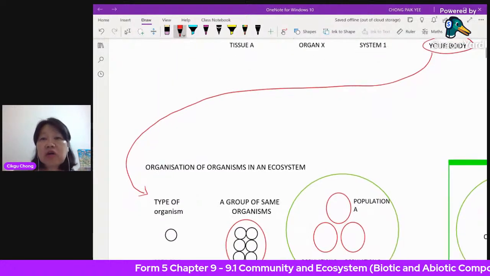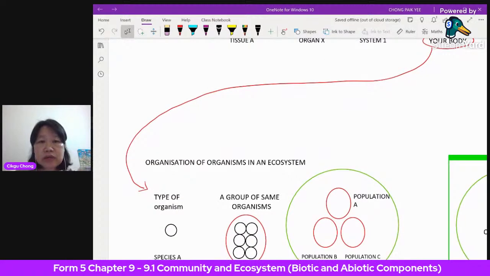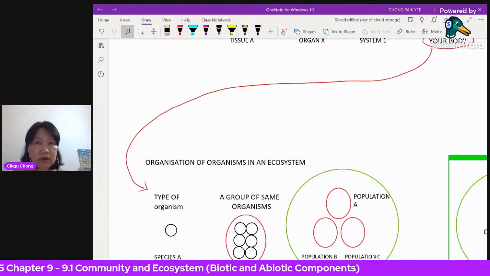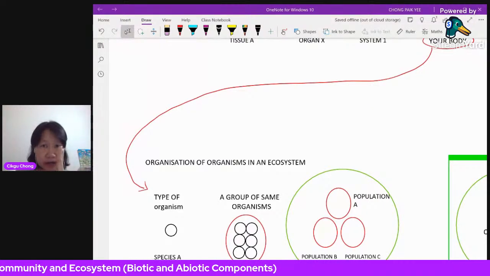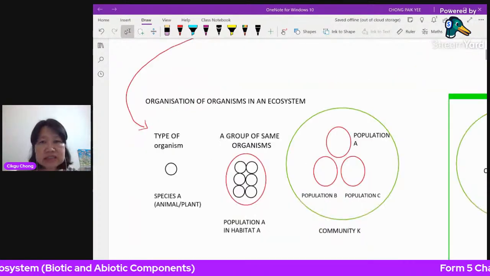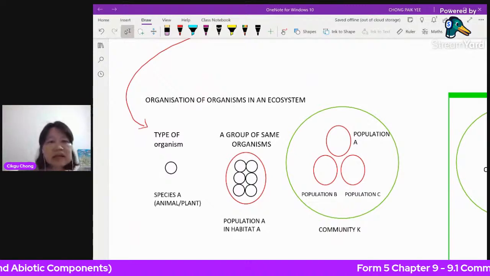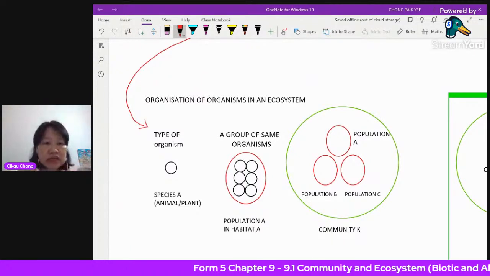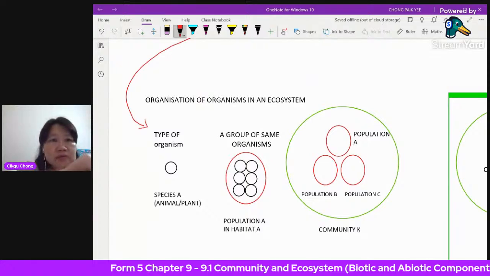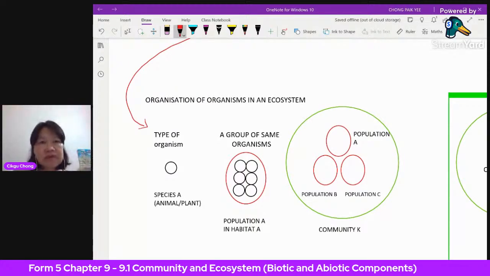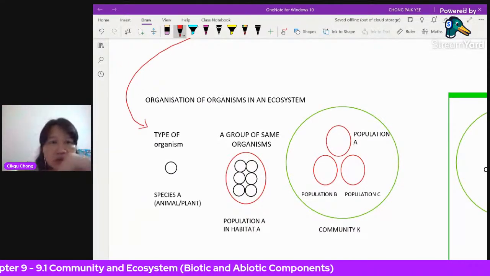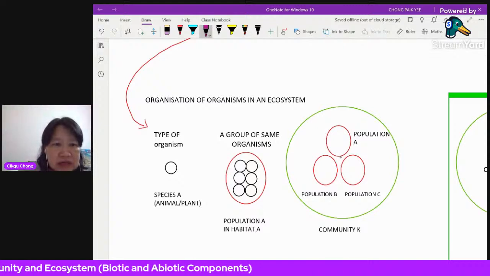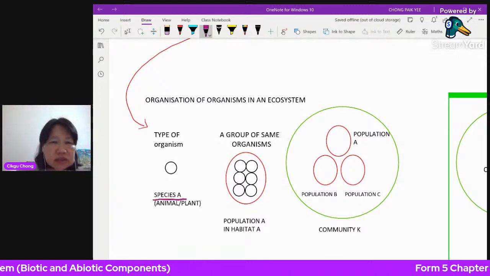Now, then we're talking about on a higher level. When you talk about ecosystem, you don't talk about cells anymore. You're talking about the organism as one. So now let's say this is an elephant. One type of organism, we call it a species. Species is very specific. What is the definition? I'll look at it later. One type of organism is considered a species.